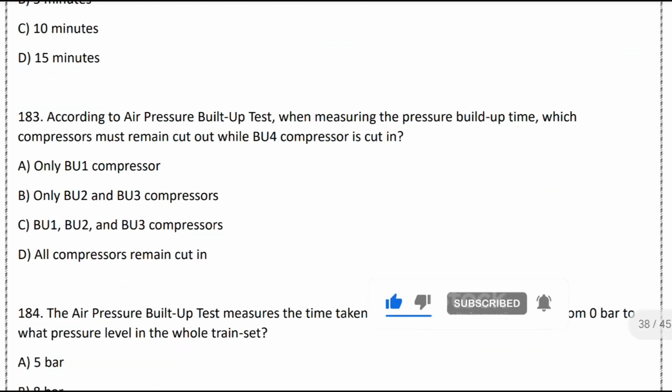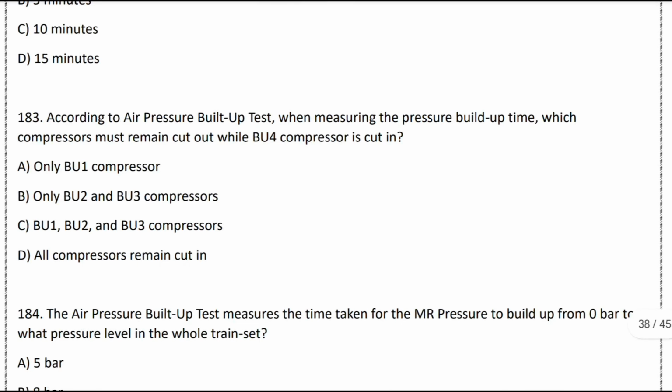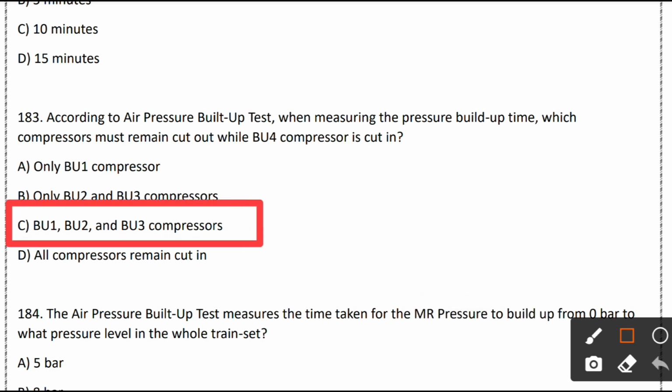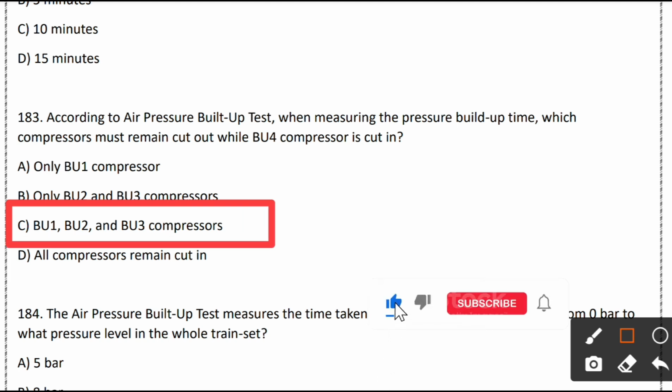183. According to the air pressure build-up test, when measuring the pressure build-up time, which compressors must remain cut out while the BU4 compressor is cut in? A. Only BU1 compressor. B. Only BU2 and BU3 compressors. C. BU1, BU2 and BU3 compressors. D. All compressors remain cut in. The correct answer is C. BU1, BU2 and BU3 compressors.